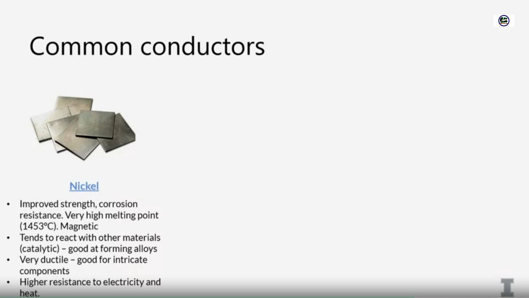Nickel is very catalytic. It likes to interact with other things. Nickel is very ductile though, so it's good for intricate components. And nickel has a high resistance to electricity and heat. So it's not very conductive. But if you have situations where you can use a little extra battery to push electricity through, then nickel can be a good choice.